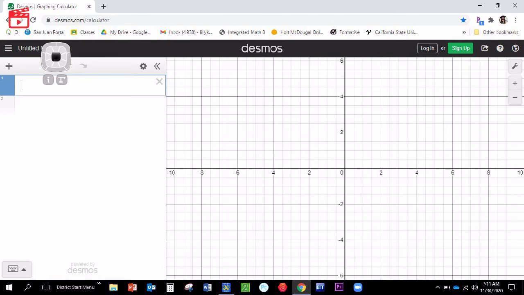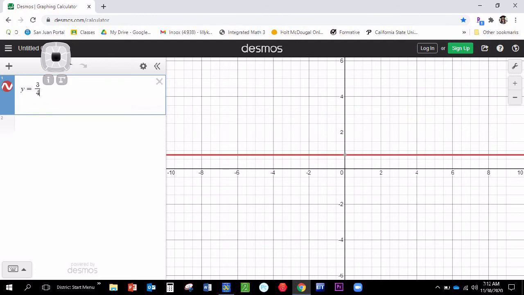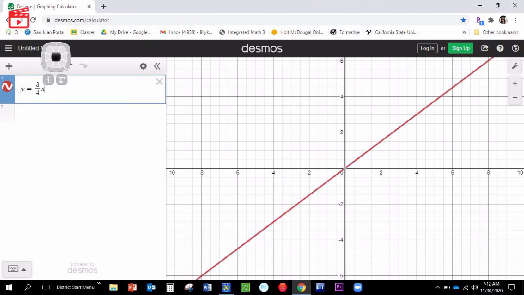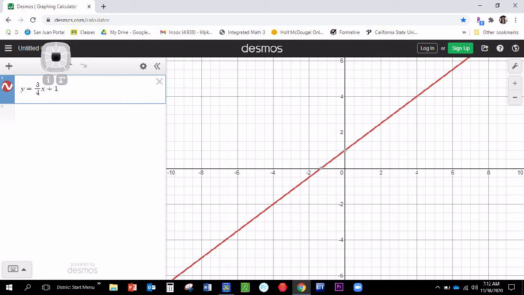So for here, our second example, I'm going to type in my 2 equations. So I have y equals 3/4 x plus 1. Here's my 1 equation, and Desmos graphs that for you.